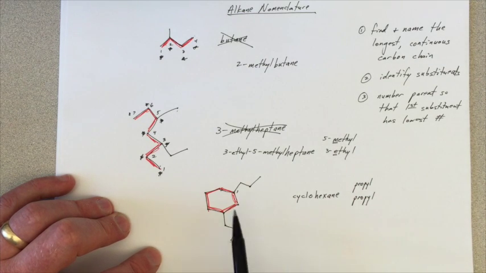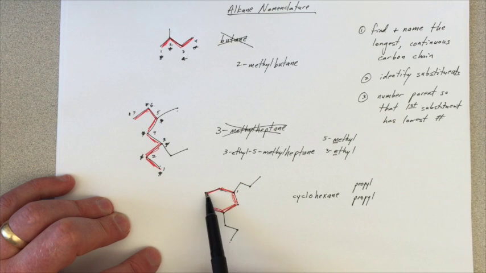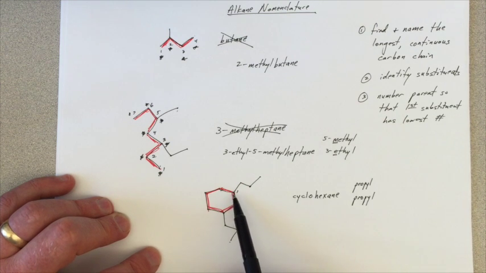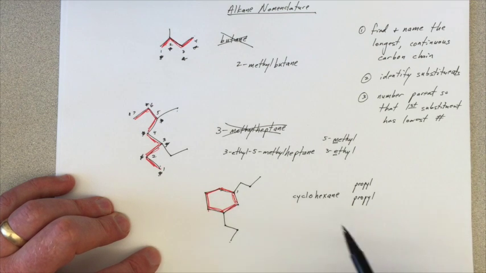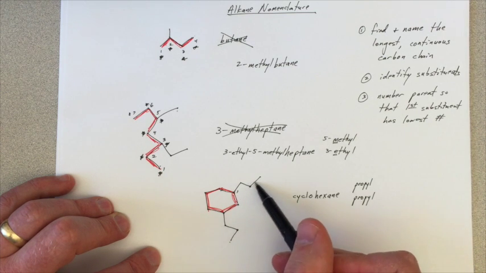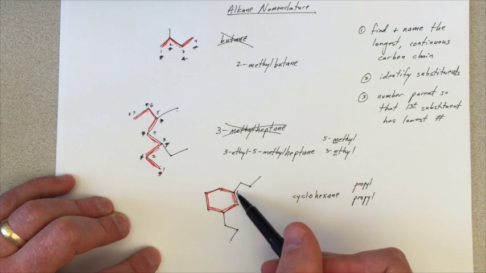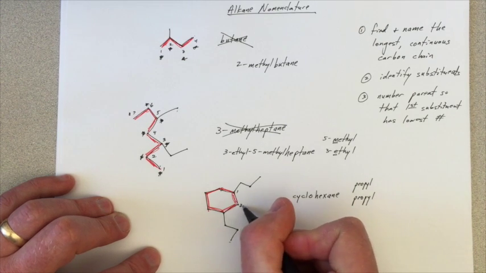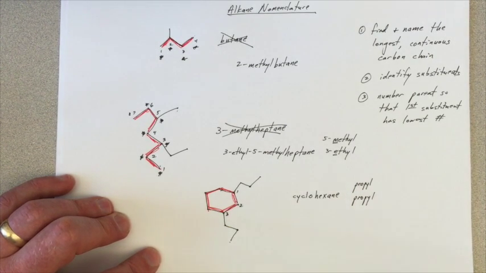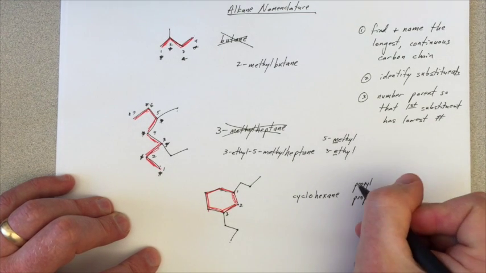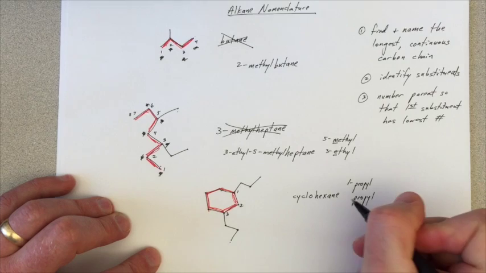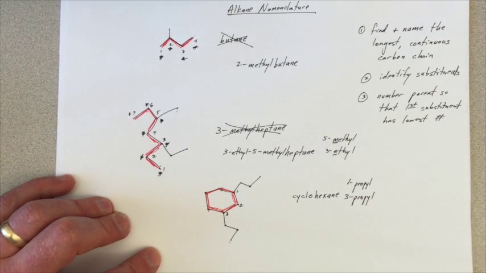Now I have a choice about which is second. Am I going to go 1, 2, 3, 4, 5? Or am I going to go 1, 2, 3, 4, 5? Well, you probably guessed you want the numbers of the substituents to be as low as possible. Definitely I want one of these propyls to be in the 1 position, and it's better to have the second propyl in the 3 position than it is if I had it in the 5 position. So you can think of this as I've got a 1 propyl and a 3 propyl.